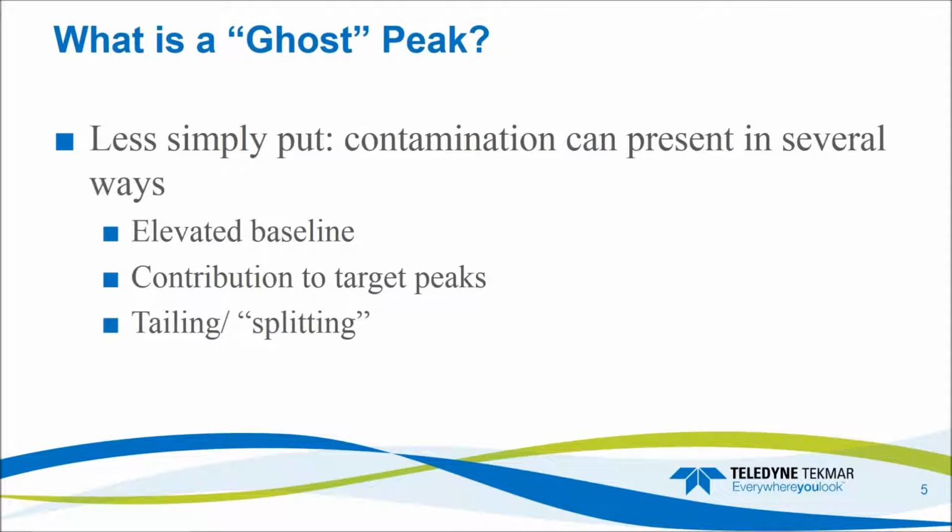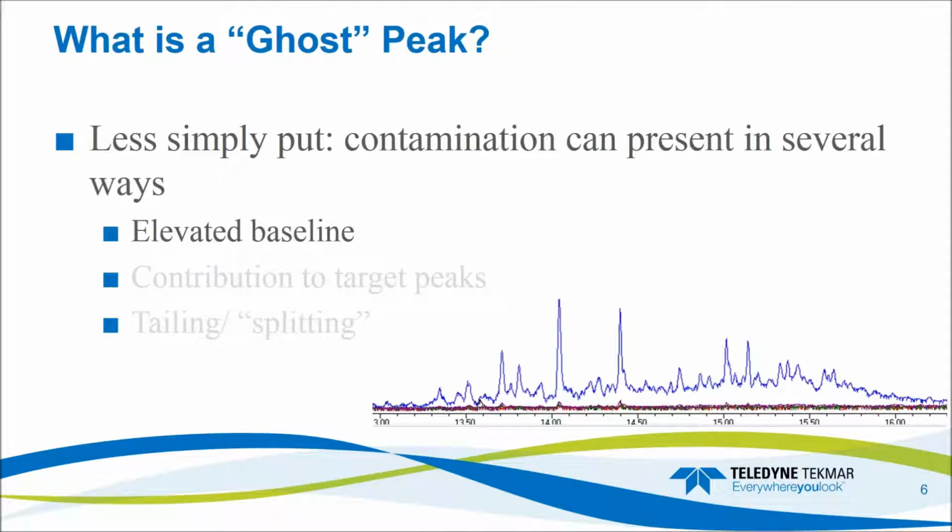But not all contamination is that straightforward and easily identifiable. There are several other types of contamination that we have to deal with: an elevated baseline, a foreign compound contributing to target peaks, and last but not least, tailing or splitting of our target compounds. For instance, here's an example of several runs in a row where we had a nice clean system with a nice calm, quiet baseline, and then something happened to our system, and now our baseline is significantly elevated. There's also a lot of contamination in here.